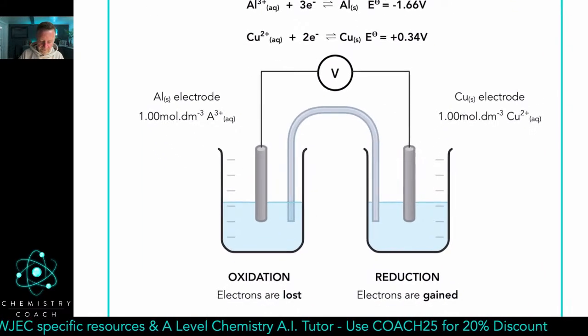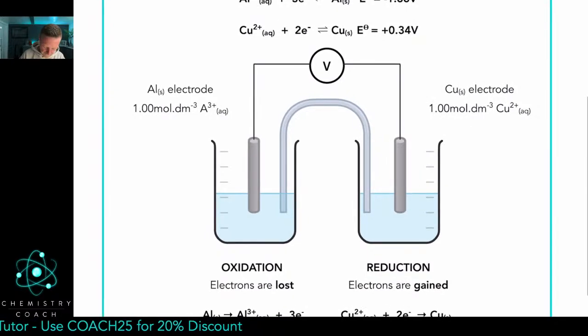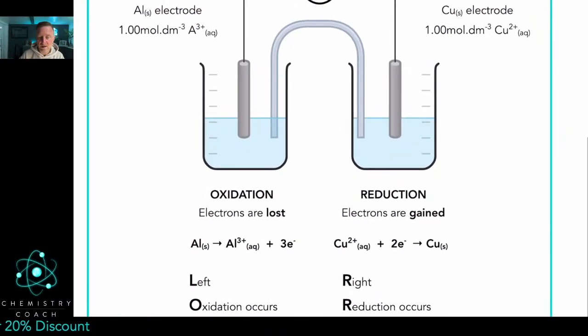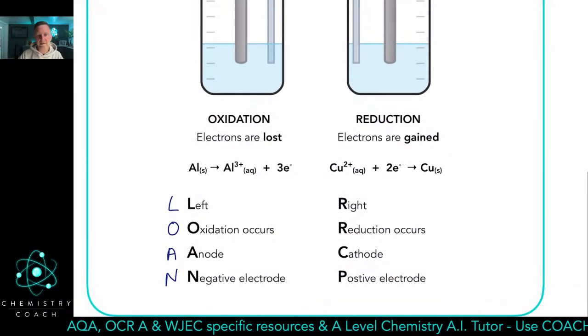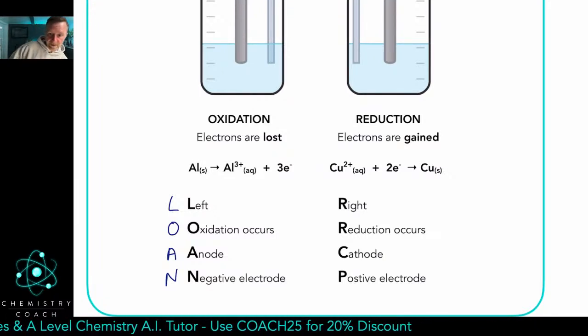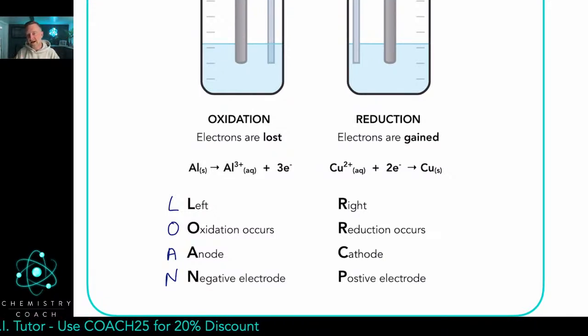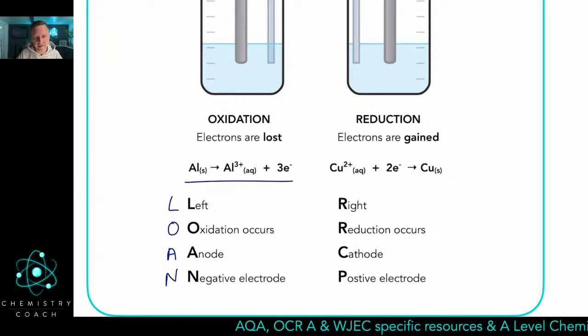And I've kind of whittled it down to this. On the left, on the bottom down here, oxidation occurs, it's the anode and it's the negative electrode. So you can rely on LOAN. Whenever they give you two half cells hooked up to make a cell, you can rely, and certainly should be able to rely, on the fact that the one on the left is where oxidation is occurring. So in this case, aluminium is being oxidized to Al3+.